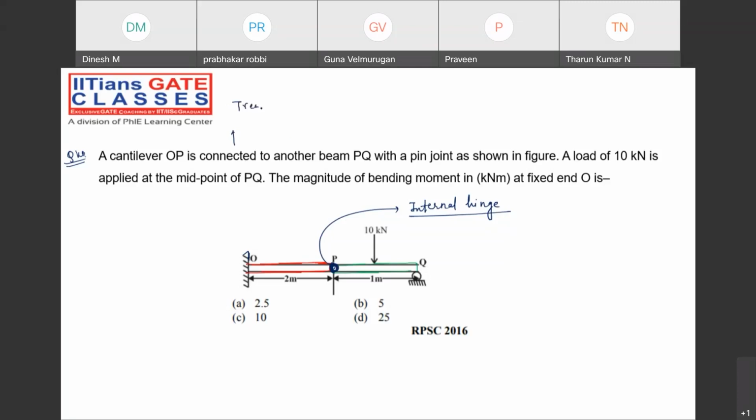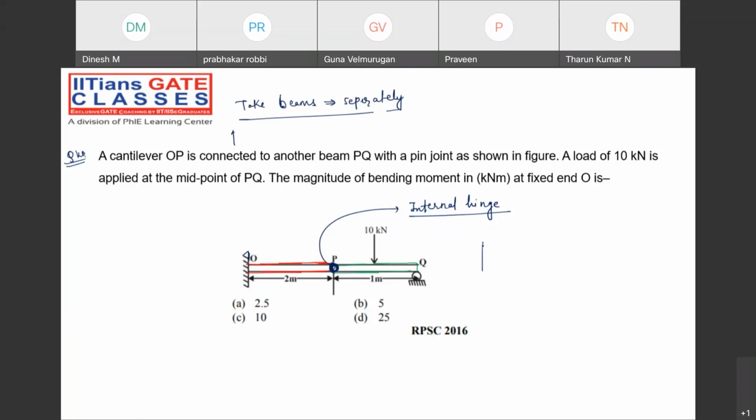You can take the beams separately and try to solve by static equilibrium conditions. Take the beams separately. Separately, we are going to take the beams.